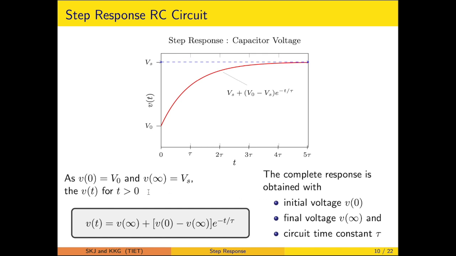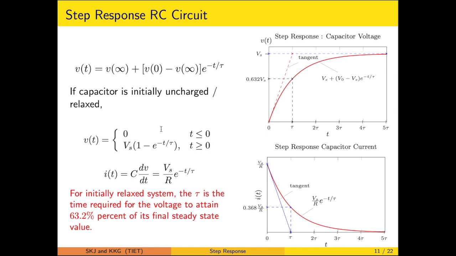Just to have a further arrangement, we are reiterating the terms. V0 was the initial voltage, so that is now regarded as V0. The final voltage, Vs, is regarded as V infinity. So the ultimate relationship is now explained with the help of the final and initial values. To define the complete response, we need three parameters: initial voltage value, final voltage value, and the time constant. It is needless to mention that this time constant depends on the resistance and the capacitance of the circuit, which are the physical parameters.